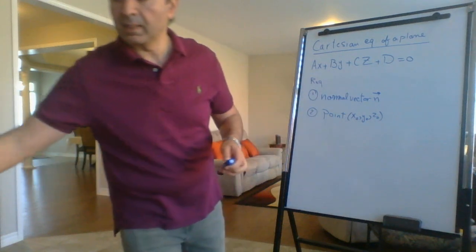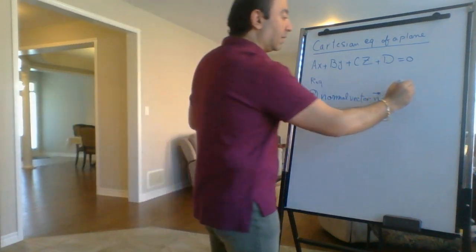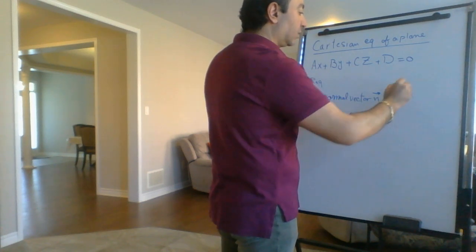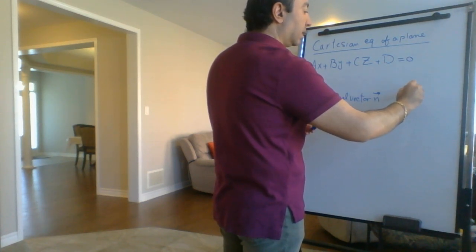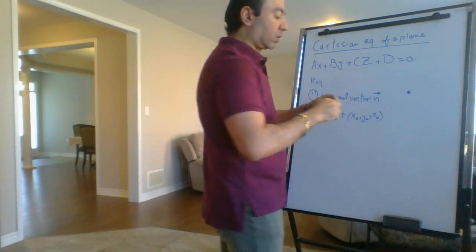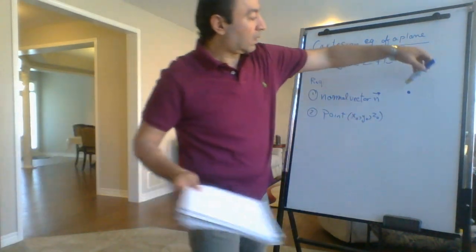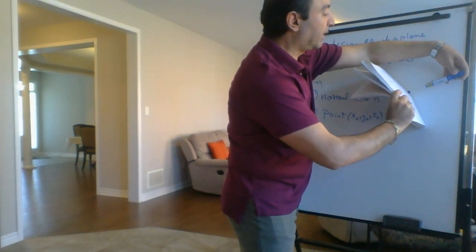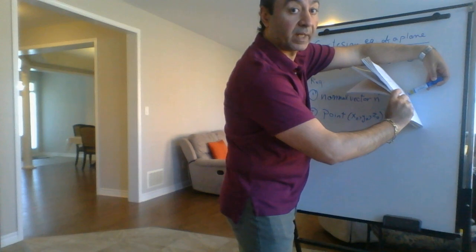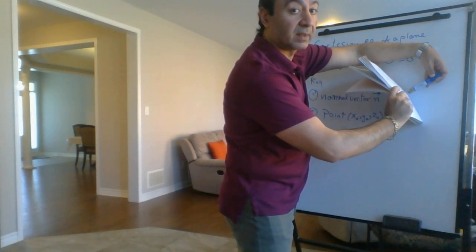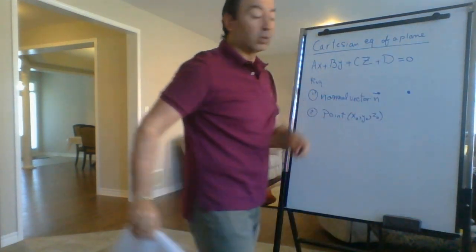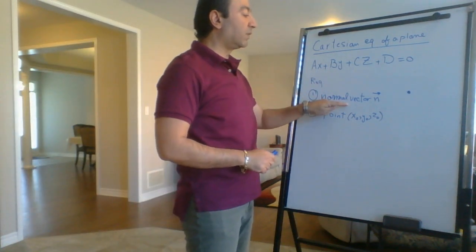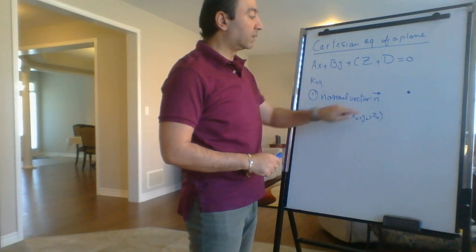But if we say a plane that passes through this point and is normal to this vector, there will be only one plane that is normal to this vector and contains this point. So in order to identify one unique plane, we need a normal vector and a point.